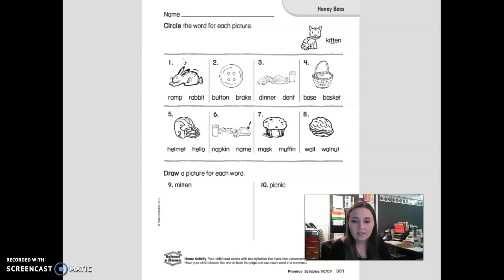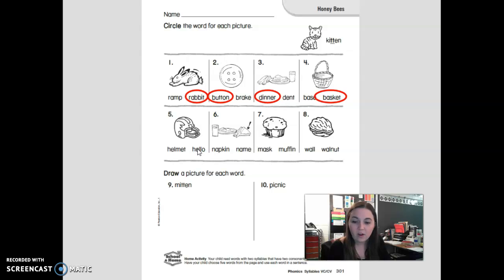Good. All right, let's look at this picture. Is it a ramp or a rabbit? Good, a rabbit. Look at this picture. What is it a picture of? A button or a brake? A button. Good. Is this a picture of dinner or dent? Good, dinner. What about this one? What is that? A base or a basket? Good, basket.